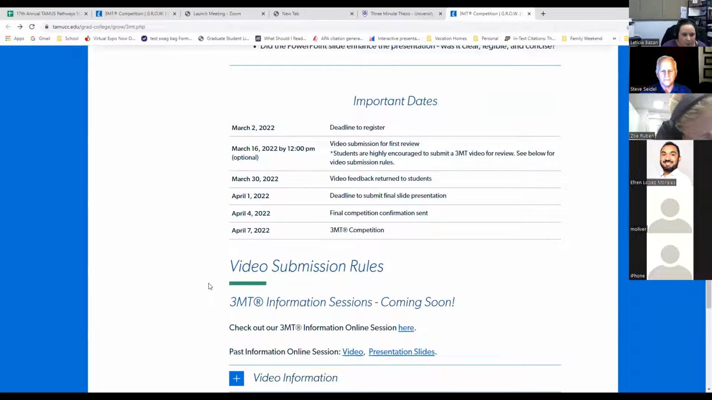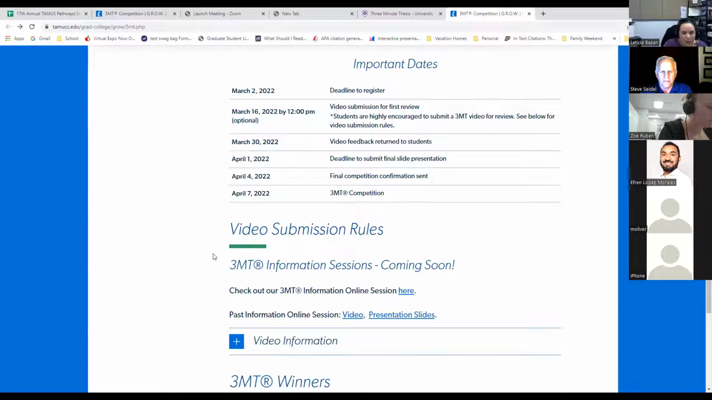And then just some important dates. The deadline is March 2nd. For those who would like, because it's optional, you can do a recording of yourself with your slide, with the max time being 3 minutes. We do pay attention to that when you send it to us. If you want to do that, we ask that it's in to us by the 16th so that we can review it and get you feedback. And we promise to get everybody's feedback to them by the end of March.